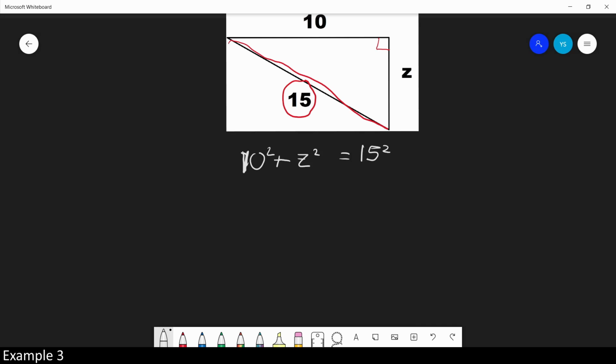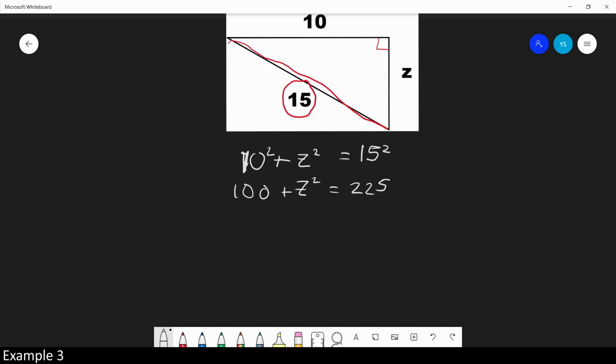Now obviously it doesn't look the same as all the other questions, but that's fine. Let's just work it out like a normal algebra question. Let's just keep going, and whatever differences there are, we'll be able to spot them after we've done the question. So 10 squared plus z squared equals 15 squared. 10 squared is 100. So I'm just going to simplify a few things. Plus z squared equals 15 squared. 15 squared is 225.